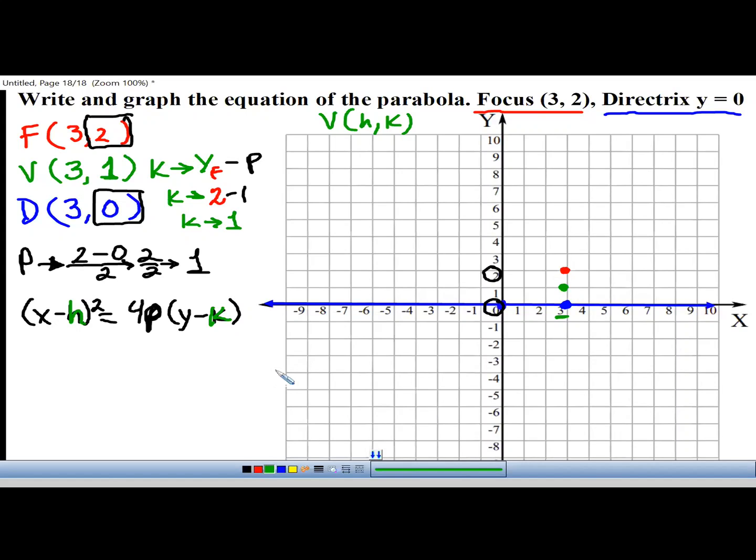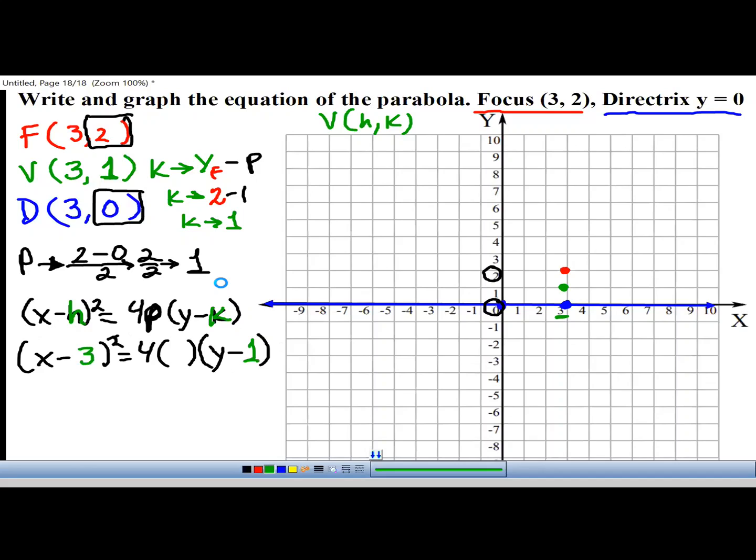All right. So with that said, now that we have our vertex, now that we have our P, let's substitute into our equation. We do parentheses x minus empty space squared equals 4, open parentheses for P, open parentheses y minus empty space. All right, substitute the vertex. The vertex we have h and k. H is 3, k is 1.